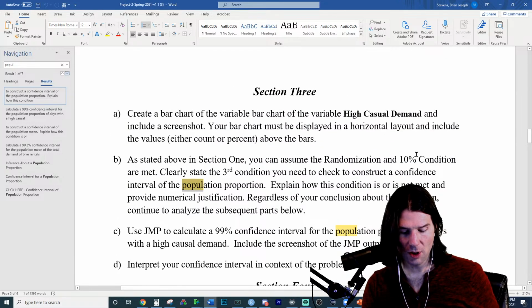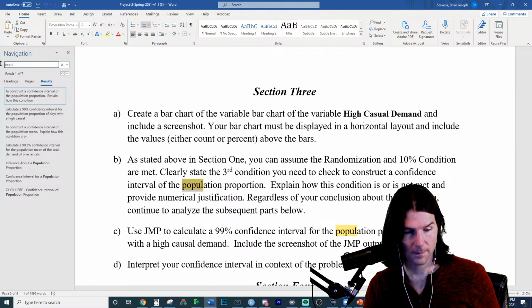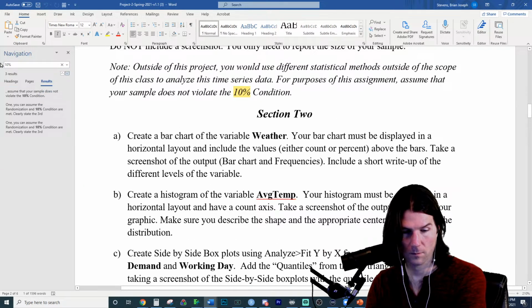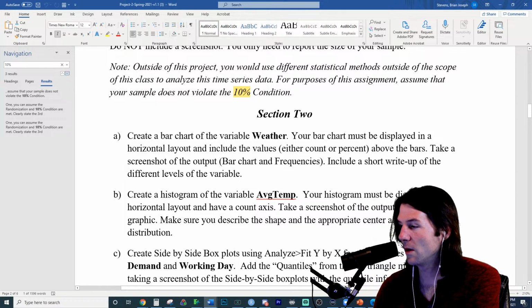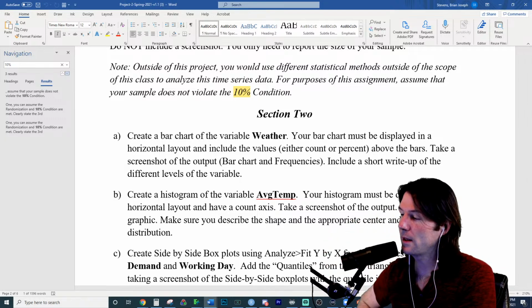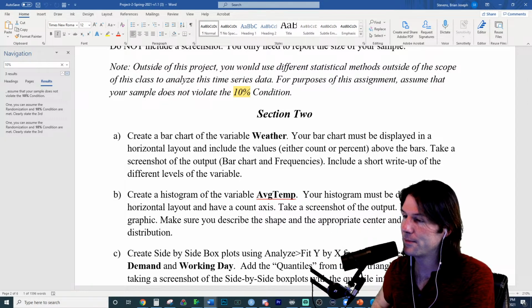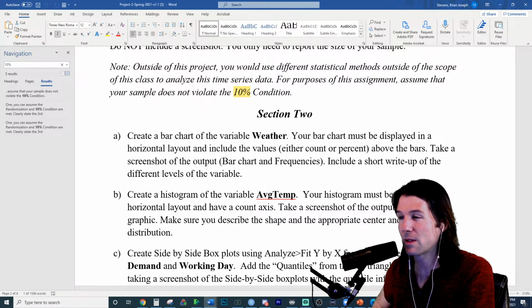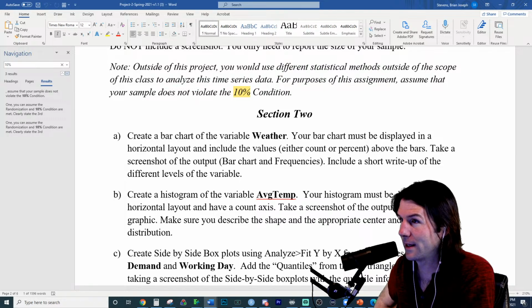Do we have you check the 10% condition? Outside this project, you would use differential, assume that your sample does not violate the 10% condition. Yeah. So OG Stat 201. So you're assuming that it's met. It says assume it's met. Yep, that's what I thought. I was pretty sure we just say, don't worry about it so much.